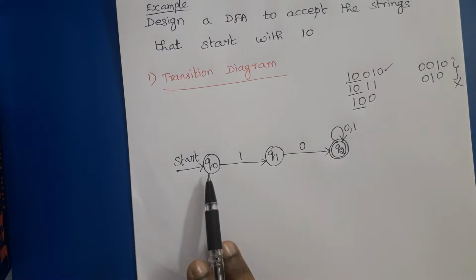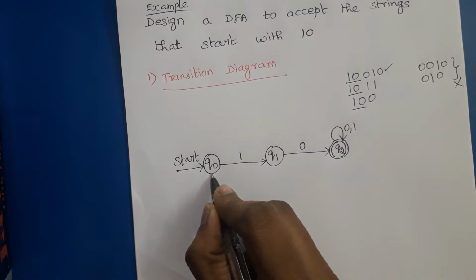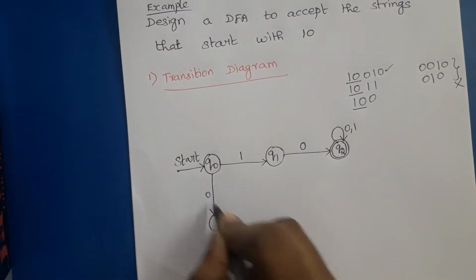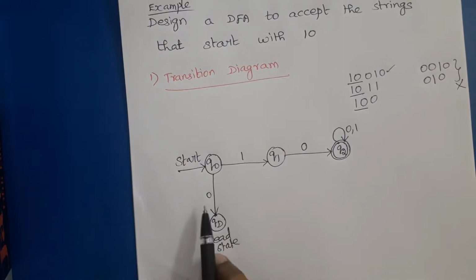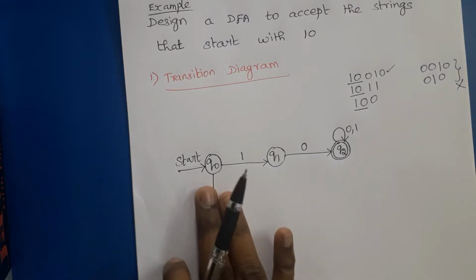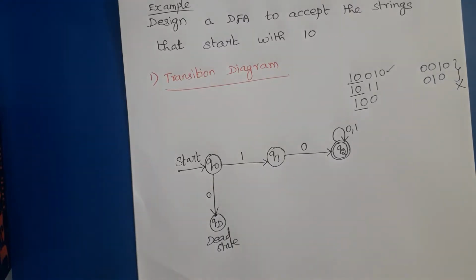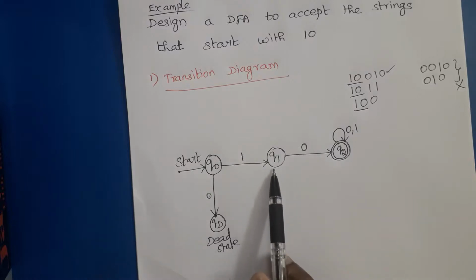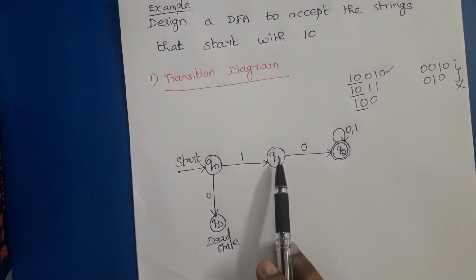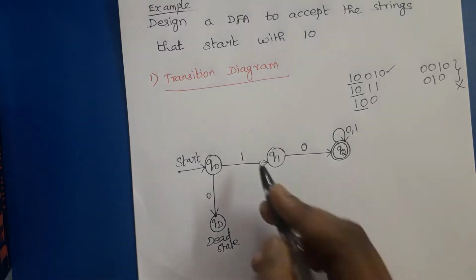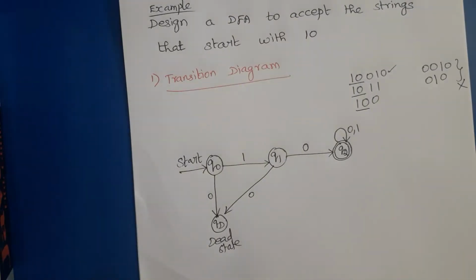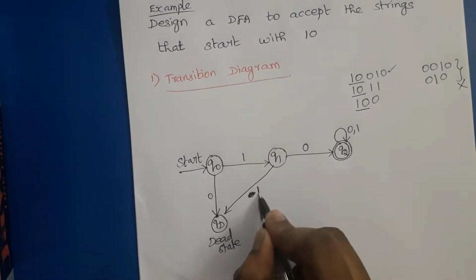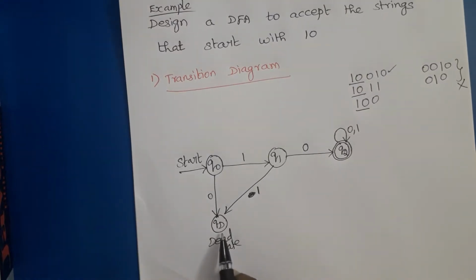And suppose from Q0, if 0 is the input symbol, then it should go to a dead state. QD, we can write this as a dead state. Or there is no need to draw this transition at all. Then from Q1, similarly, if 0 is the input symbol, the state changes to Q2. But if 1 is the input symbol, then it should reach the dead state. Sorry, for the input symbol 1, Q1 goes to the dead state.